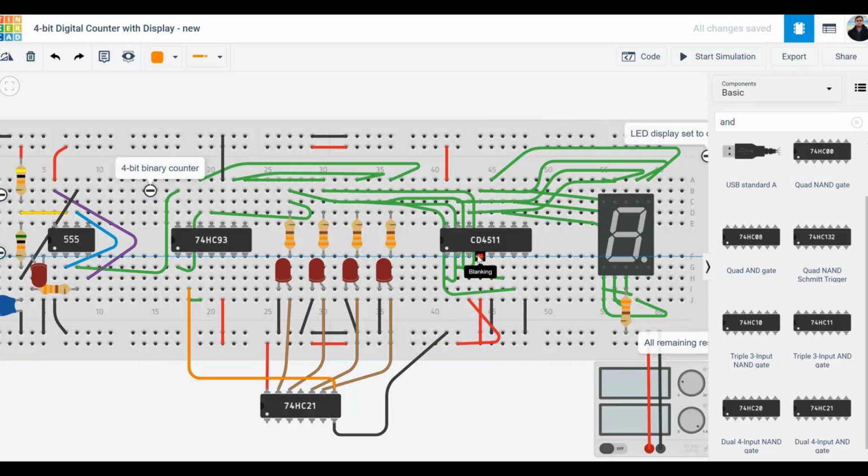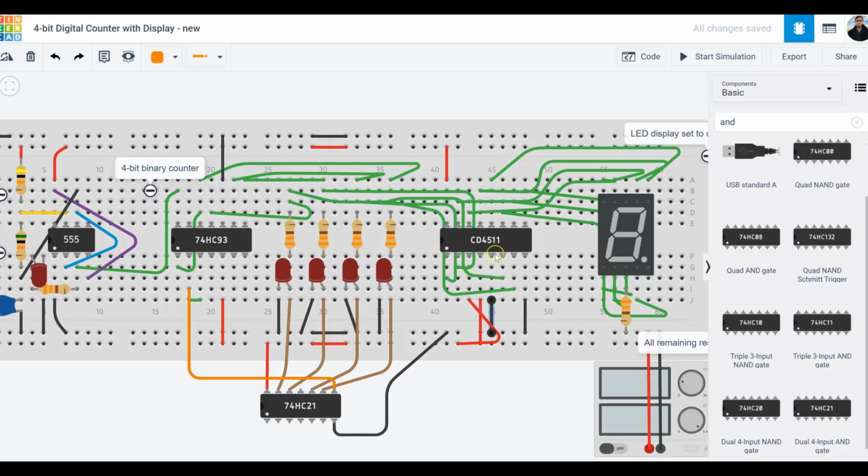Also, this pin number 4, which is the blanking pin, is going to be connected to the positive rail. However, the latch enable is going to be connected to the negative rail of the power of your breadboard. This is your ground. This pin is your power. You connect those, and then you make sure the output of the 74HC93 becomes the input of the 7-segment decoder.